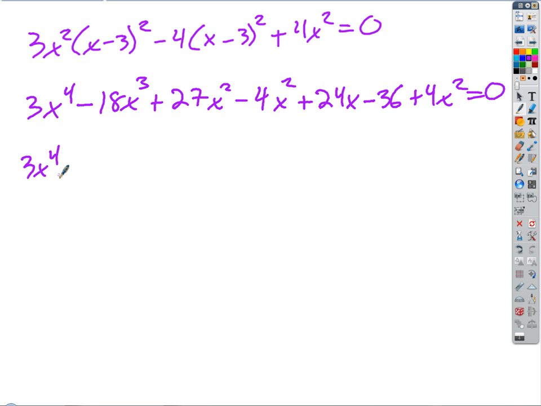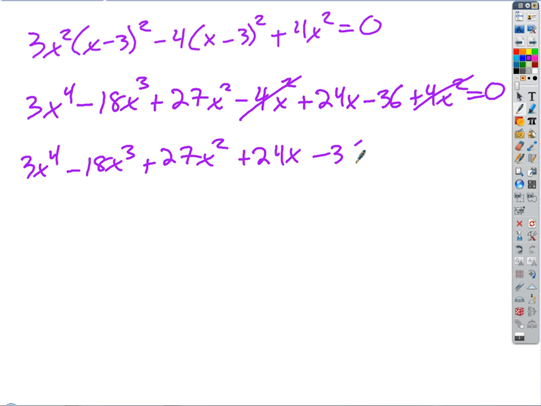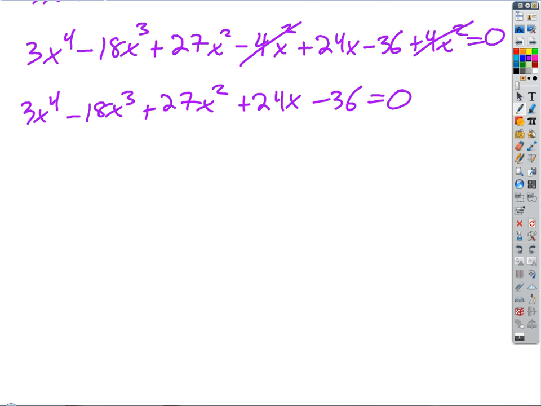X cubed, it's just that one. Lots of x squared, so 27, so those cancel. X is just that guy? Oh, that's pretty bad. They're all divisible by 3. Let's get rid of that. That's not really gonna be factorable.